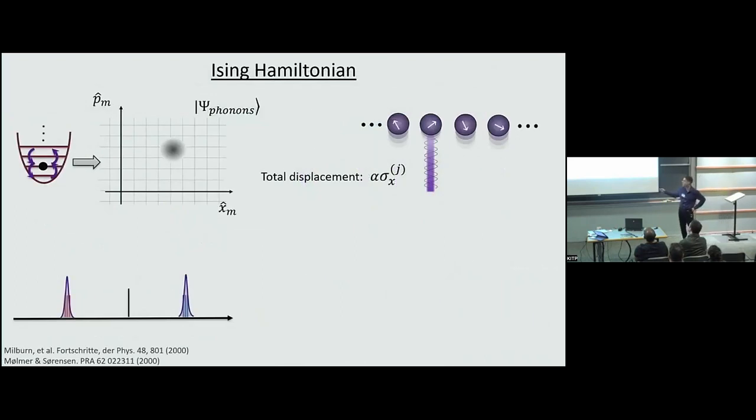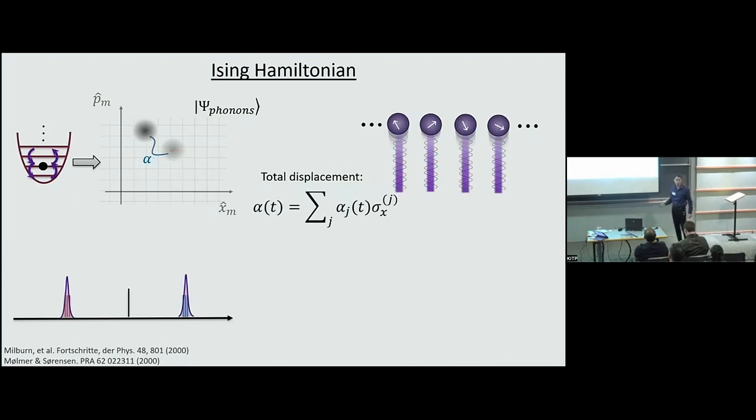We can write the momentum and position of each of these modes and represent the wave function of the phonons using this shaded area. And what we can see is that if the spin is pointing upwards along x direction, we just shift the wave packet along some direction. If it points downwards, then we shift to the other direction. That's because the displacement is alpha times sigma x. And of course, if the state is in a superposition, then we split the wave function into two separate wave functions, one shifted towards one way and another to the other.